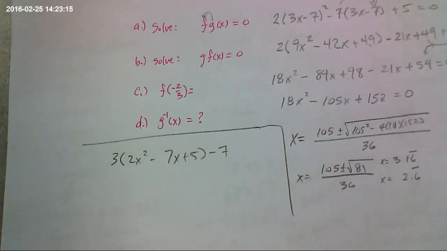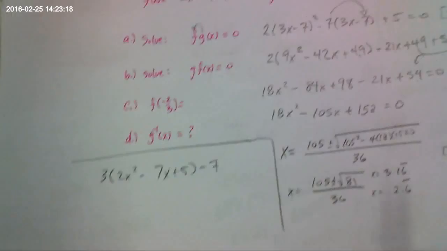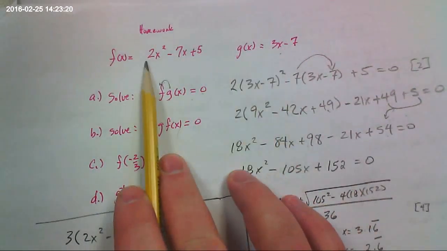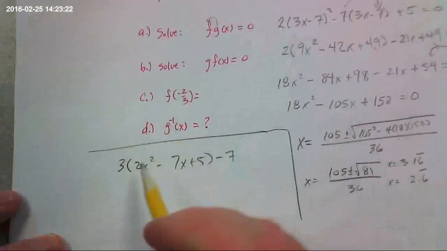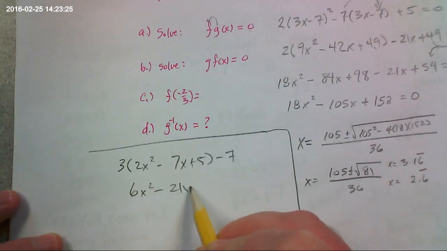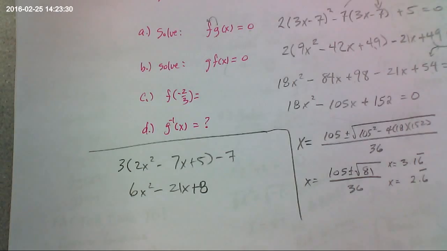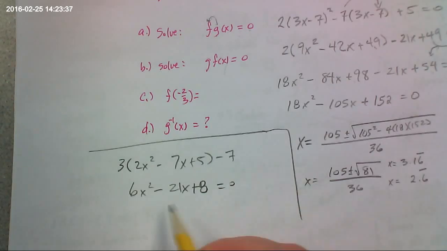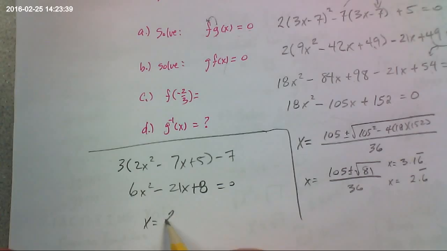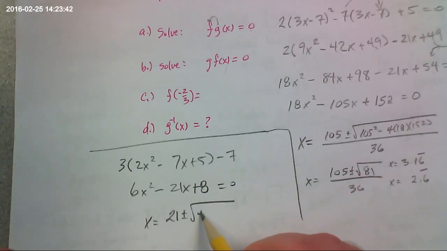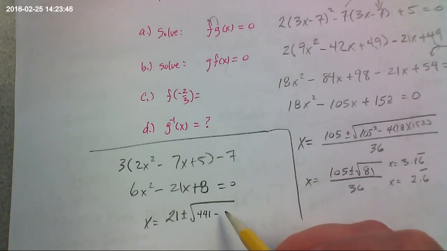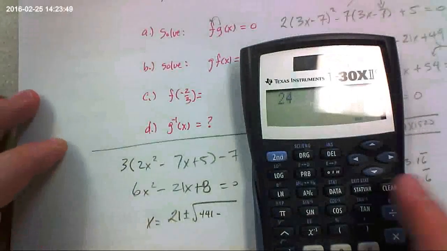Next one, that's how you plug in F for G, correct? Because here was G and here's F. So you take F and you plug it in for x: 6x squared minus 21x plus 15. So can I just write 8? 15 minus 7 is 8. Is that okay? Now I have to set it equal to 0 and solve it. It's not factorable, so x equals 21, let's see, 441 minus, I don't remember what 24 times 8 is.